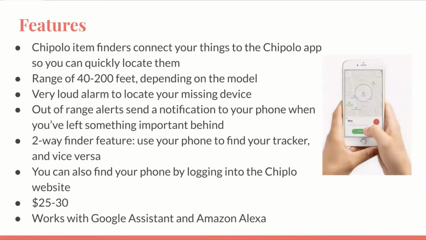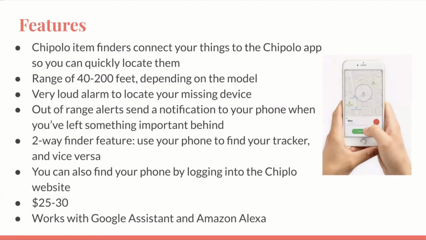The Chipolo item finders connect your things to the Chipolo application so that you are able to quickly locate them conveniently. It has a range of 400 to 200 feet, though this depends on the model. It has a very loud alarm, which helps you to locate your missing device. As well, out-of-range alerts send a notification to your phone when you've left something important behind.